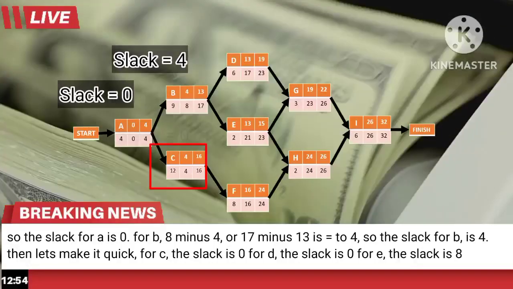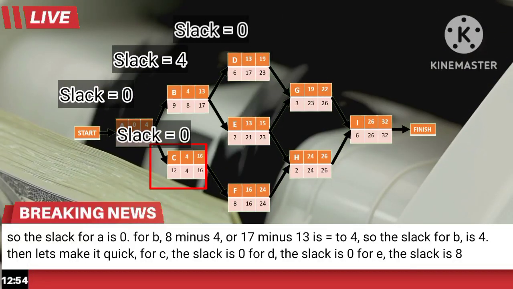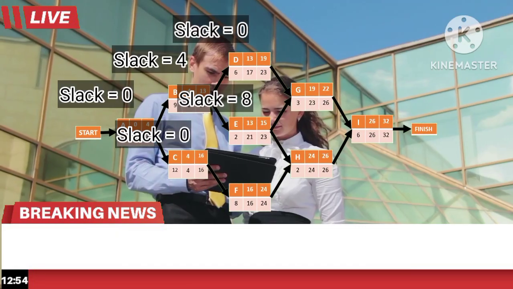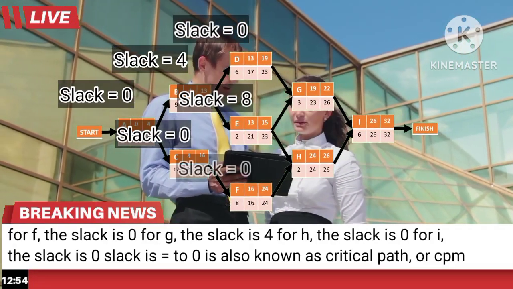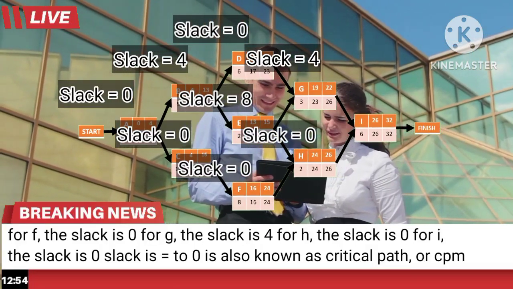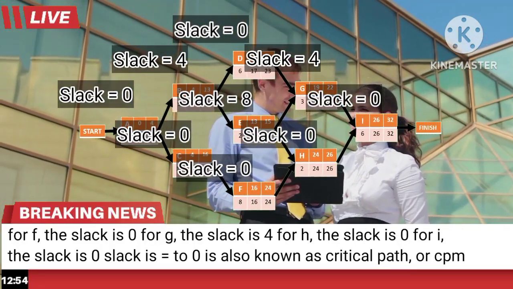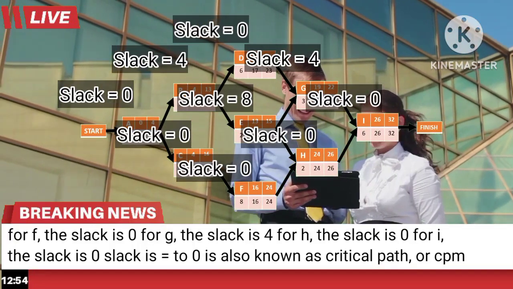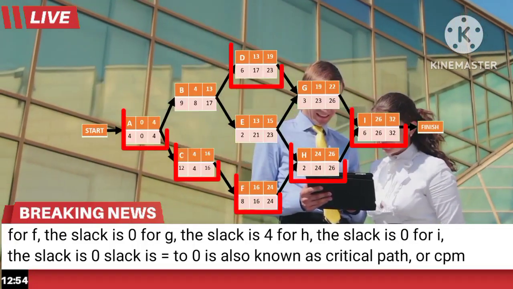Let's make it quick. For C, the slack is 0; for D, the slack is 0; for E, the slack is 8. For F, the slack is 0; for G, the slack is 4; for H, the slack is 0. For I, the slack is 0. Slack equal to 0 is also known as the critical path, or CPM.